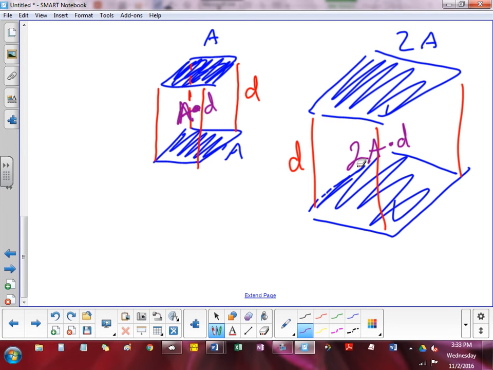All right, now we know from our formulas last time that this one has twice the capacitance. So if this is C, this is going to have 2C, right? 2C.